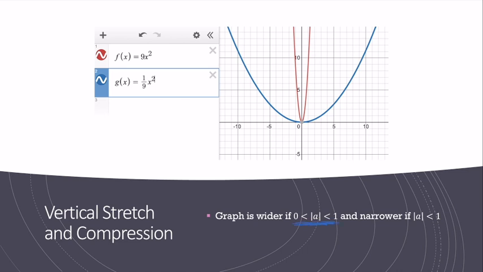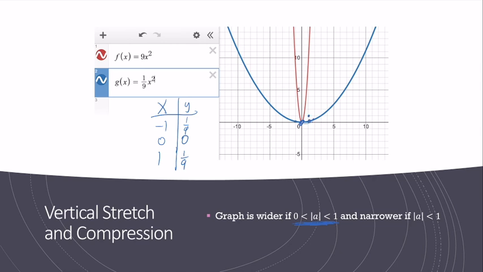So here I have g of x equals 1/9 x squared. Notice how my graph is wider. That's because if I had filled out a table and I substituted in 1, I'd have 1 squared times 1/9. That's just 1/9. So my graph is kind of like pushed down. Instead of being at 1, it'd be at 1/9.